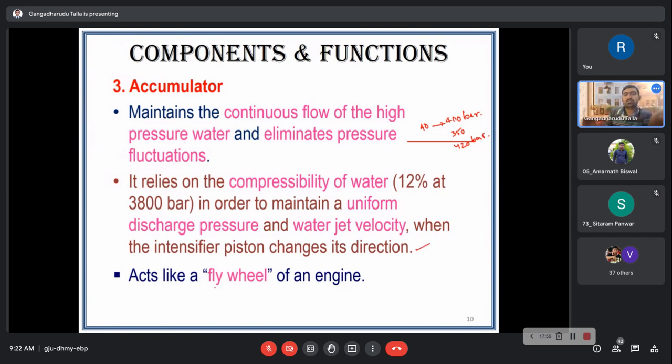So it acts like a flywheel of an engine. The function of a flywheel in an engine is to store the energy. You are using the cylinder, and the cylinder is moving the crank. Now you are attaching a flywheel onto that shaft so that the energy is stored in the flywheel. So you can now get the uniform velocity from the stored energy of the flywheel. A similar function is delivered by the accumulator here.